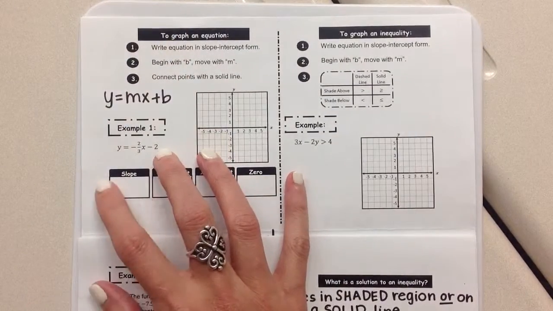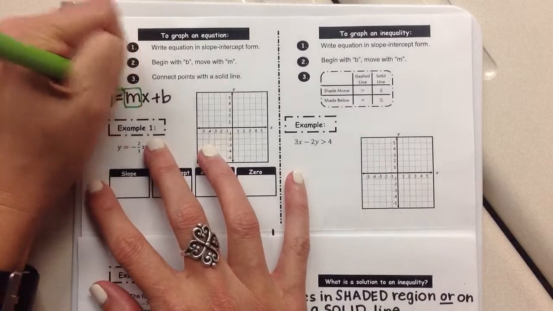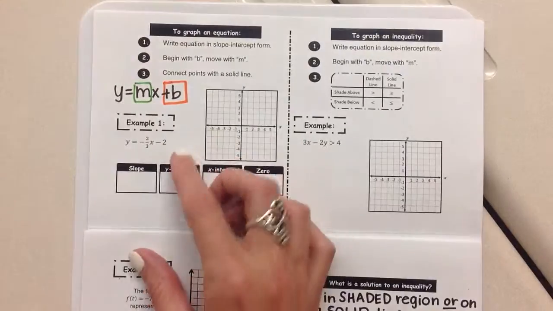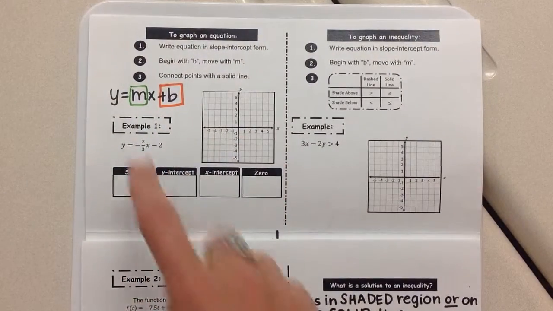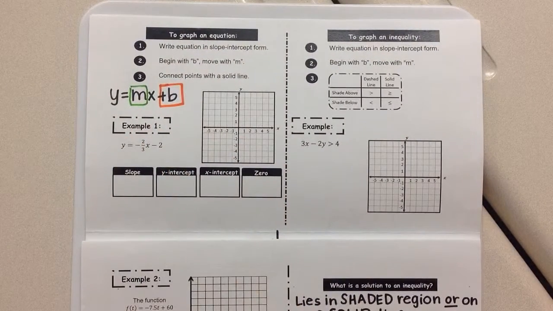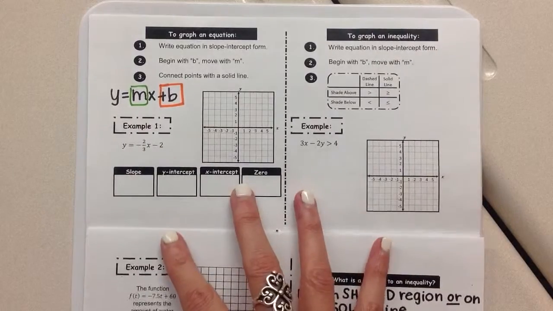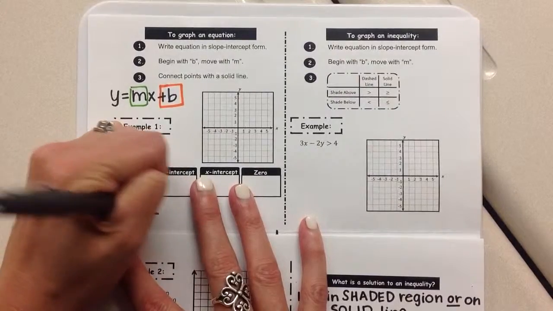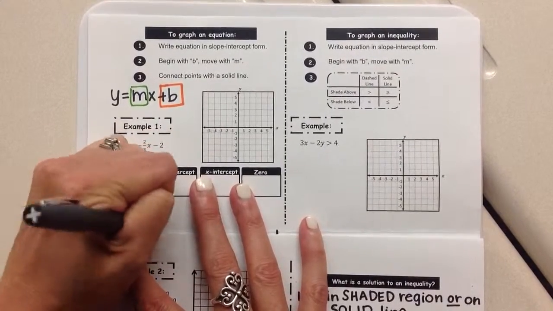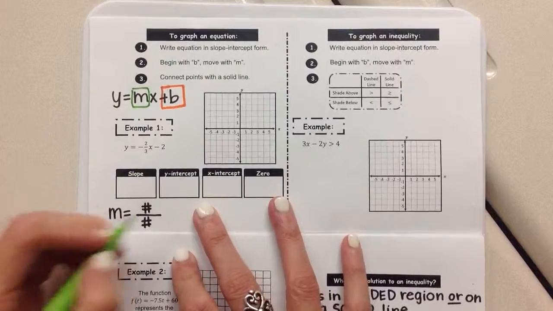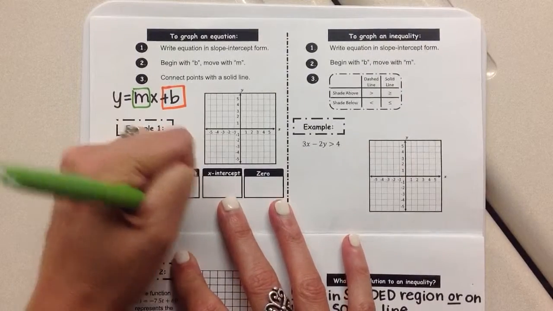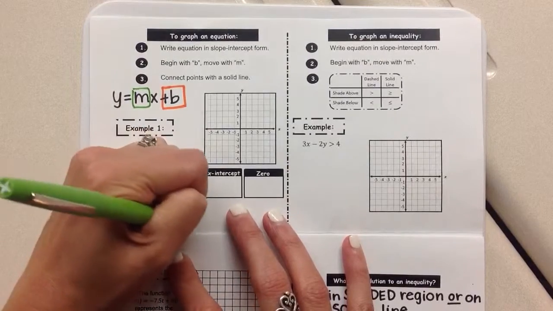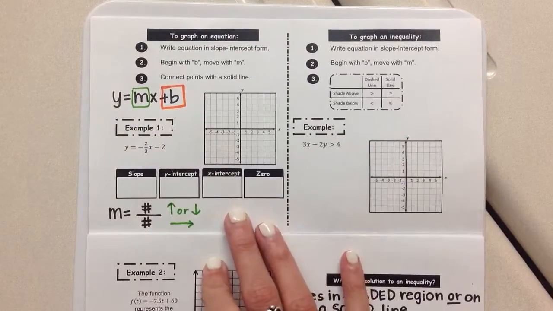And you want to be able to identify your slope and your y-intercept. Okay, because you're going to start at b because that's your starting point, and then you're going to move how your slope tells you. So remember your slope has to be a fraction, so you have a number in your numerator and your denominator. Your numerator, the top number, is telling you to move up or down. Okay, and then your number on the bottom is always telling you to move right. So you want to remember those movements.